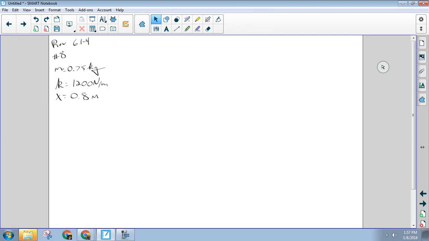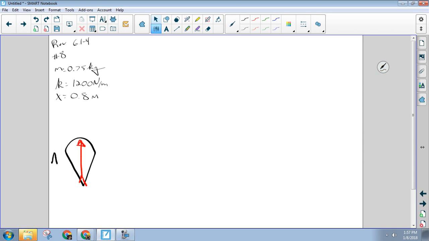So you can make drawings one of two ways. You can either do little snapshots in time. So here's point A with the arrow. And then here's point B with the arrow. And then here's point C with the arrow.